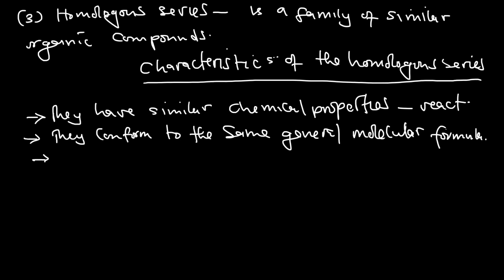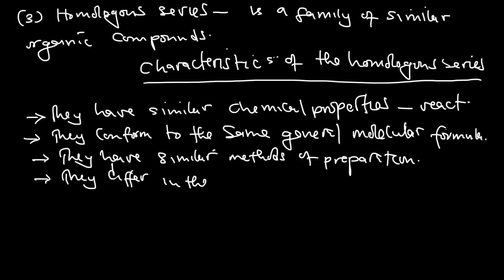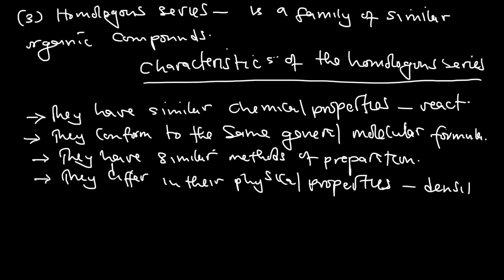So the other one that we can look at is members from the same family have similar methods of preparation. So we can say they have similar methods of preparation and gradual change in their physical properties. So when you talk of properties or physical properties, we can talk of density, melting point, boiling point. So that is what we can refer to in terms of physical properties.